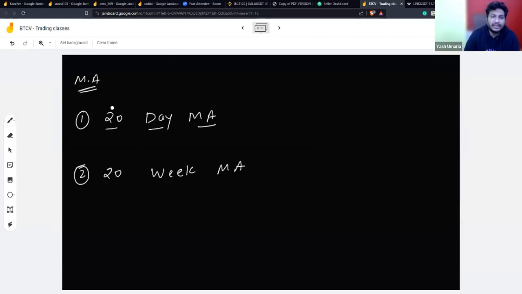Here, this 20 is a length, denoted by L. This day or this week is the time interval, TI. Understood? That means we have two variables, length and time interval. We need these two things to draw a moving average. Now, why should we use a moving average?